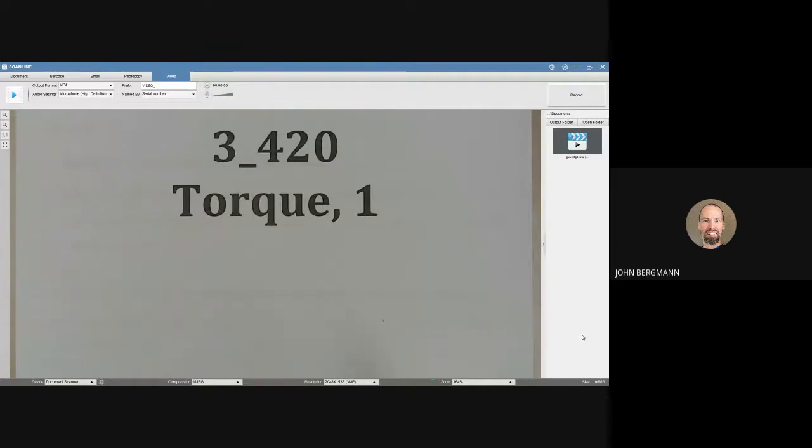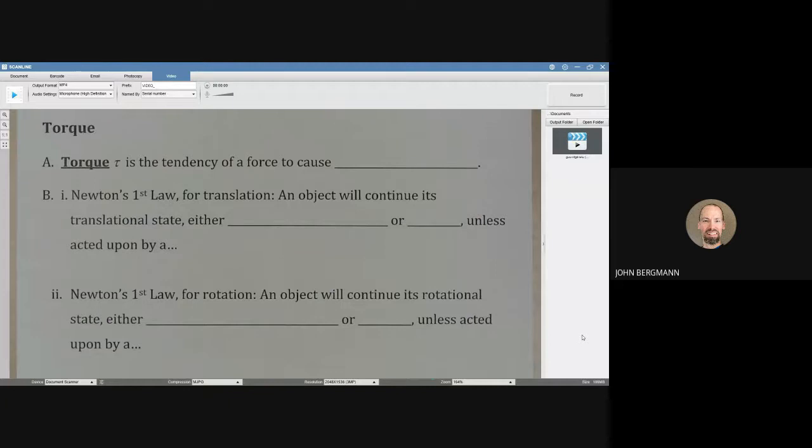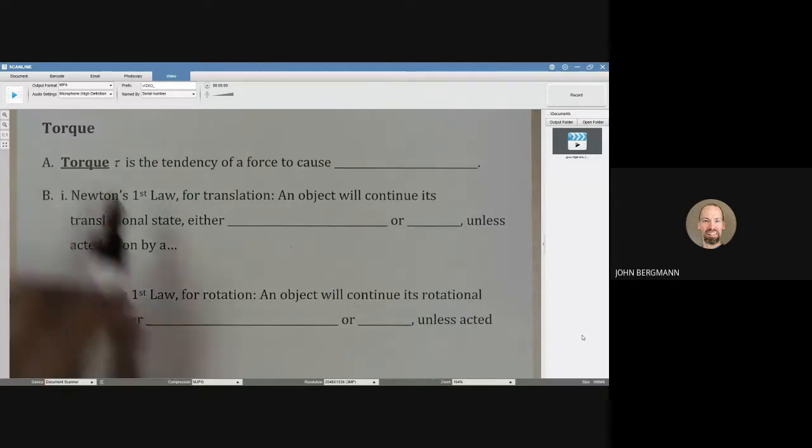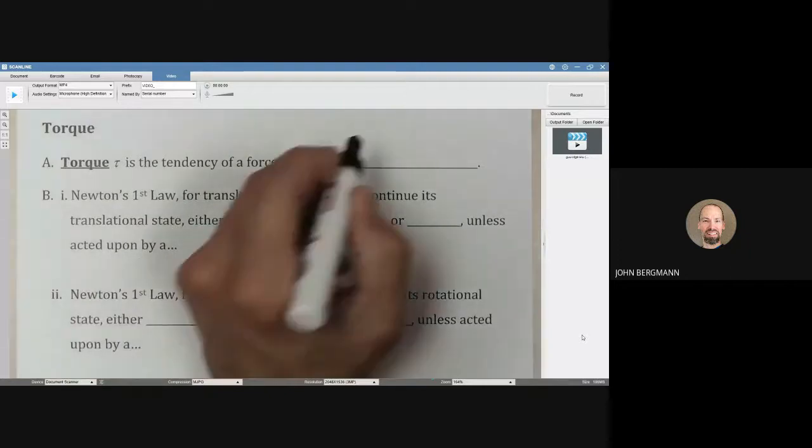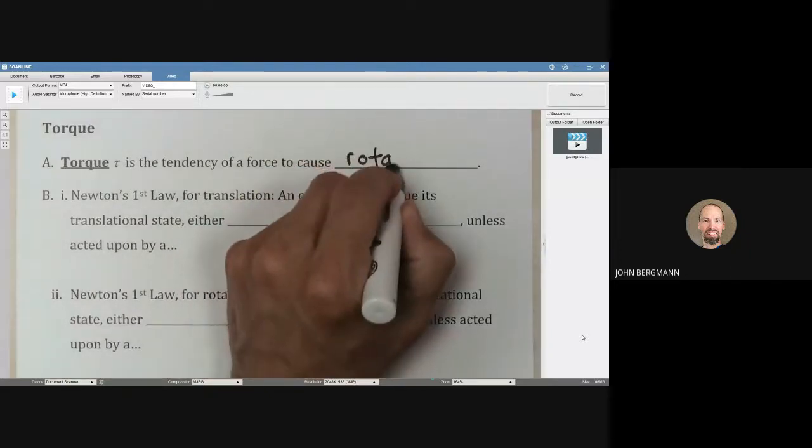This is the first of several videos on torque. Torque, which is symbolized by lowercase Greek tau, is the tendency of a force to cause rotation.